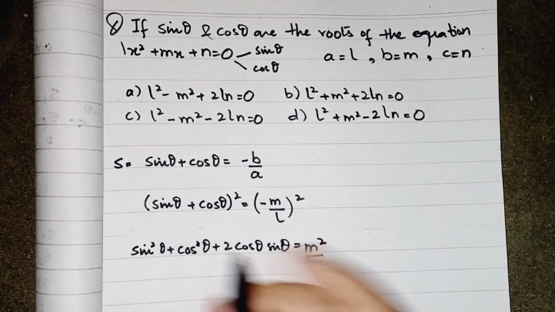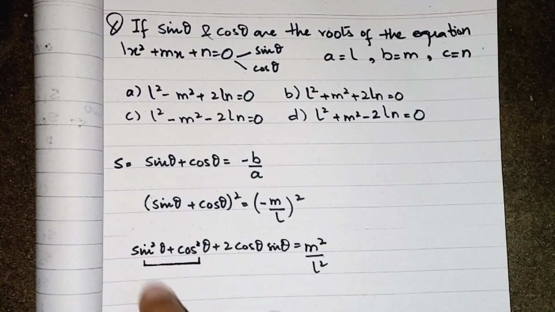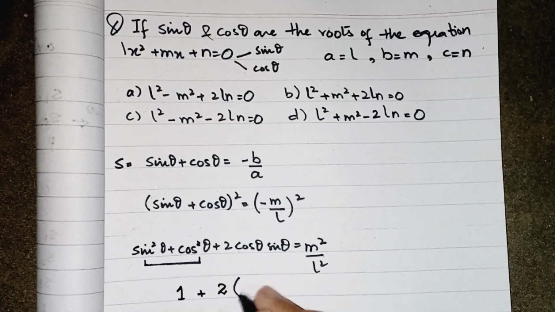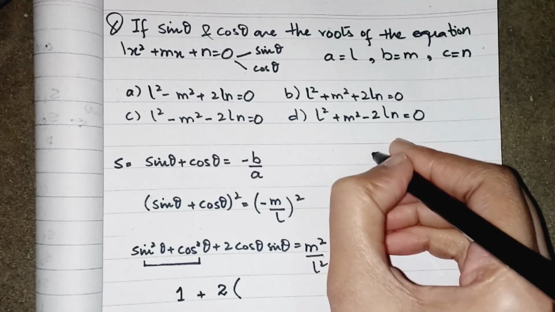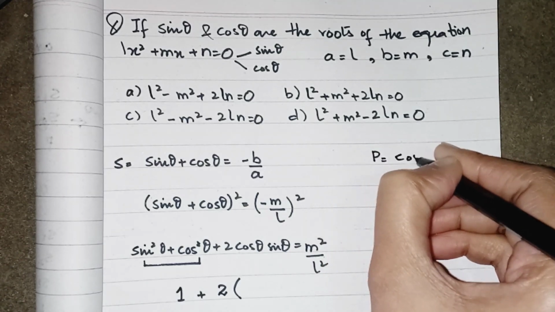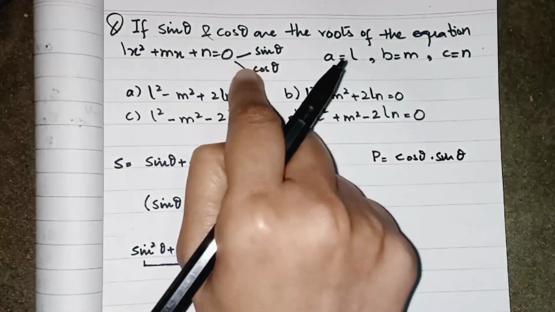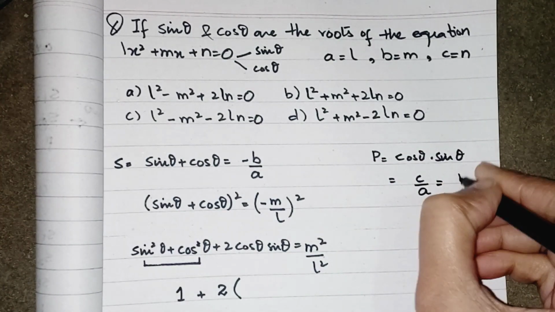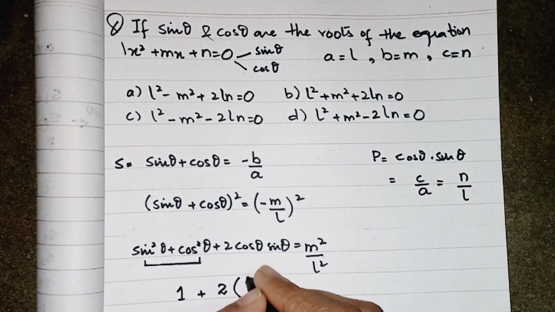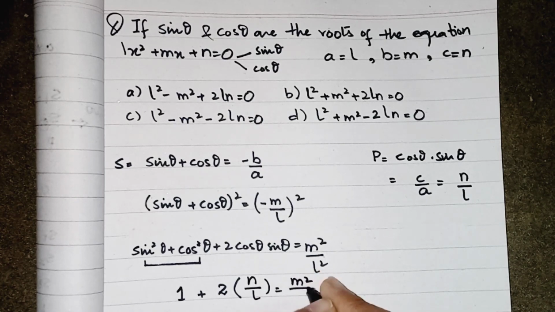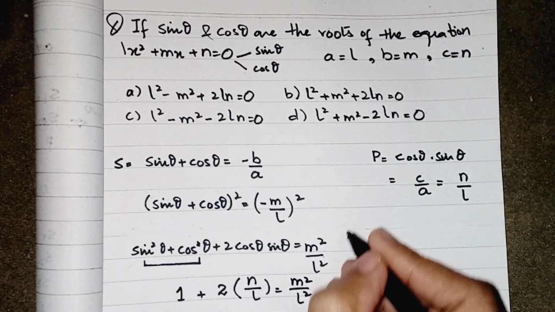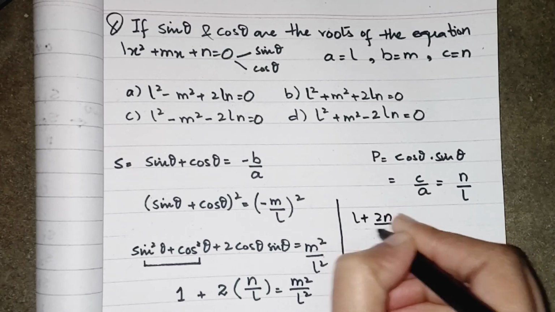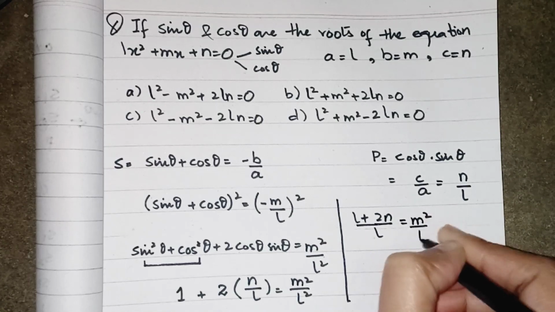Now we have to see, we know that this one is an identity. Sin square theta plus cos square theta is equal to 1 plus 2 cos theta and sin theta, which means we have to find the product, which is cos theta and sin theta, or you can say alpha into beta. So it will be equivalent to c upon a, and the value of c is n and the value of a is L. So we can say that n upon L is equal to m square upon L square. Now we have to solve this equation. What we have? 1 plus 2n upon L is equal to m square upon L square.